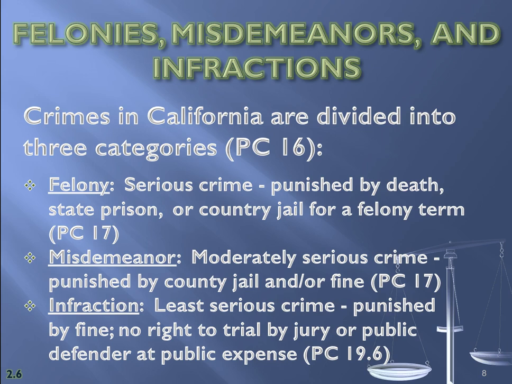A person charged with an infraction shall not be entitled to a trial by jury or to have a public defender or other counsel appointed at the public's expense to represent him or her unless he or she is arrested and not released on the promise to appear or on their own recognizance, meaning you're released but you're promising to come back, or a deposit of bail.